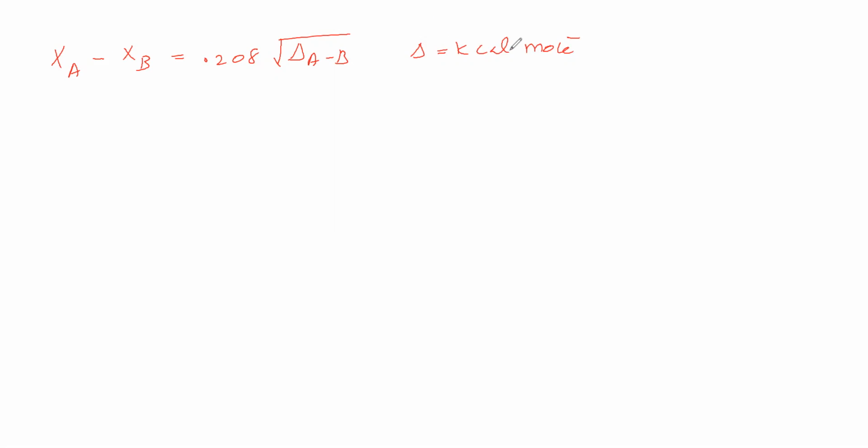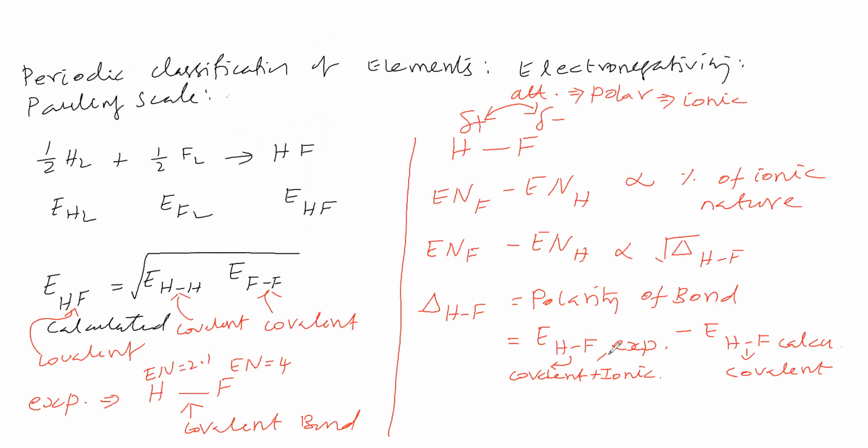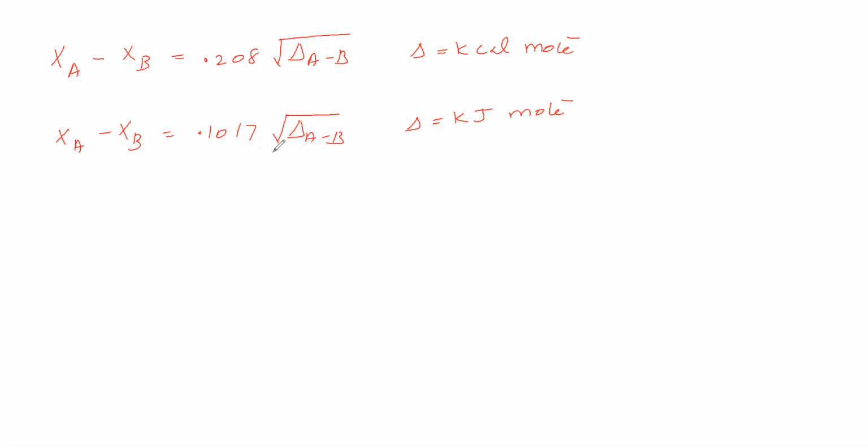Now, we can change the unit into kilojoule per mole. Let us change the unit kilocalories into kilojoule per mole. When you change this, 0.208 becomes 0.1017 into square root of delta AB. Now this delta is called polarity. Polarity of the bond is nothing but experimental bond enthalpy minus calculated bond enthalpy. Calculated bond enthalpy is nothing but square root of bond enthalpy of H2 into bond enthalpy of F2. So now we know the polarity of the bond.